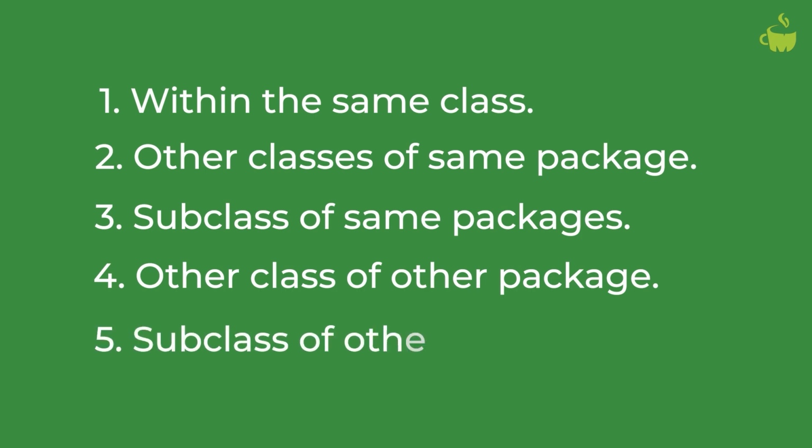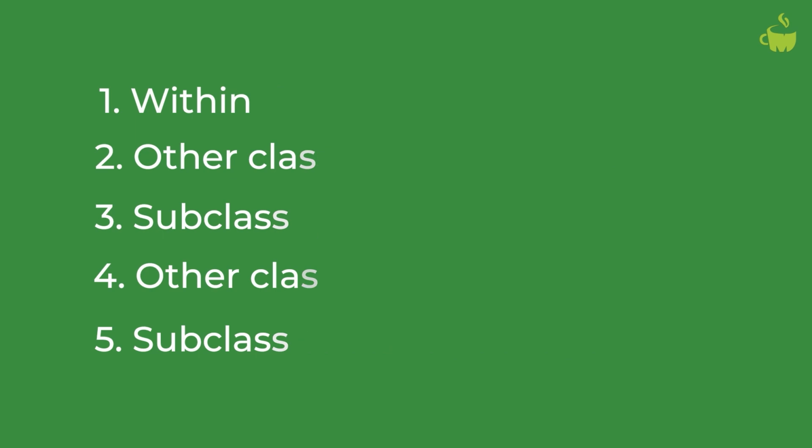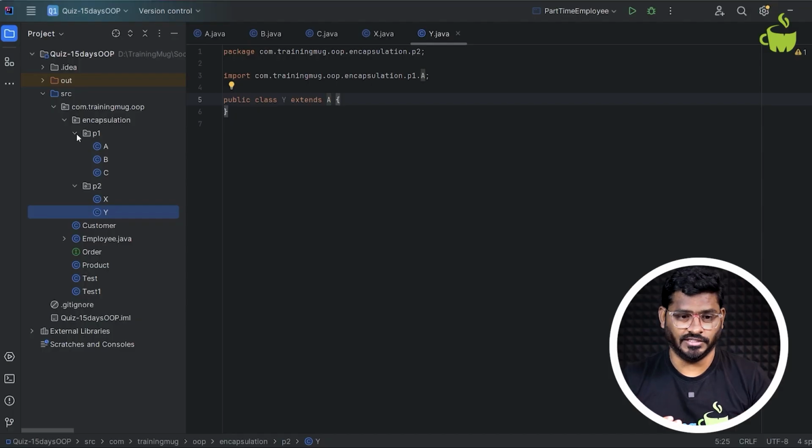Now the fifth category is subclass of other package. In our case, it is Y because Y is a subclass of A. You can create thousands of classes with hundreds of packages, but you can access any component within these 5 categories. Now let us understand how you can access the class and then its members.